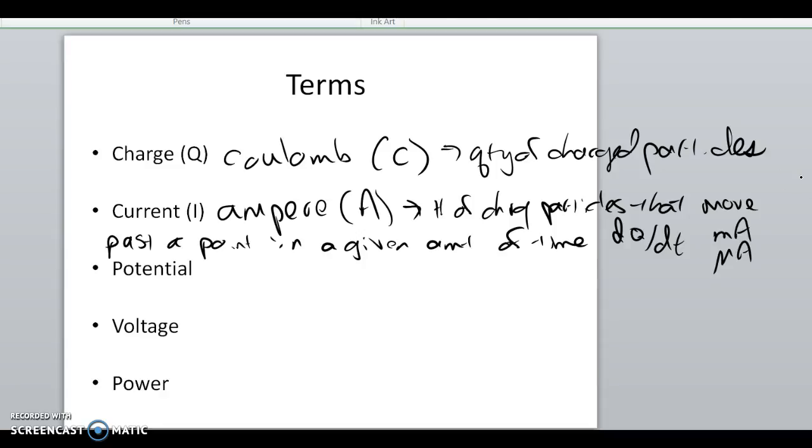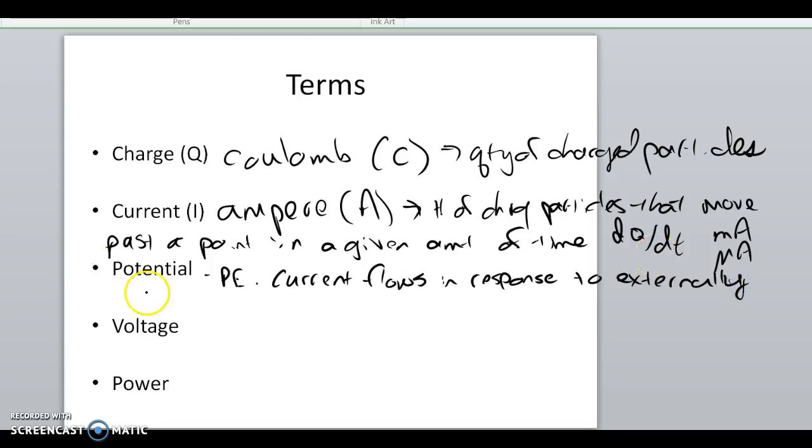Then we have potential. You can think of it like potential energy, like we have in physics. This is when current flows in response to an externally applied electric field. This is when work is done.